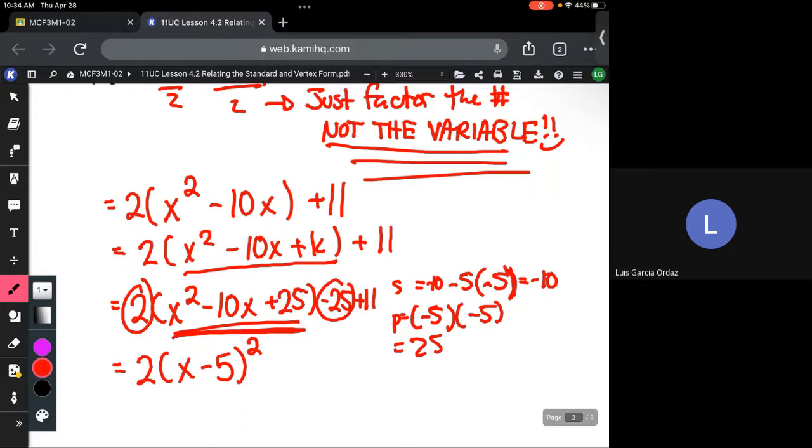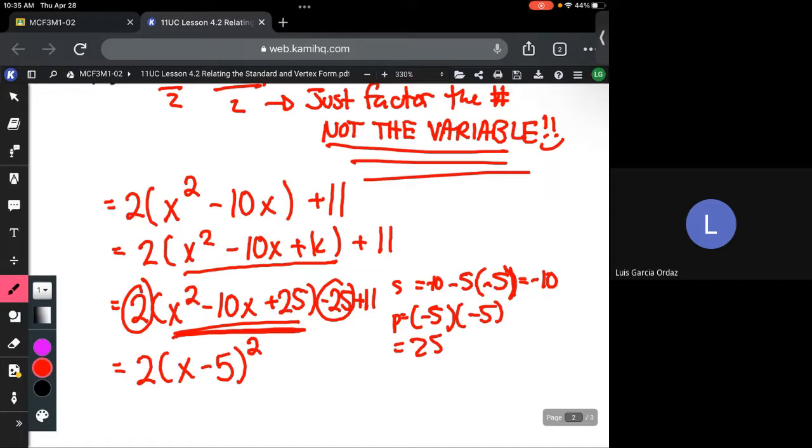What's negative 25 times 2? You don't have it in the bracket, right? So the trinomial is right in the bracket, that factor is fine. But because you took out a 2 at the beginning, that negative 25 that's left on the outside, you have to recompensate for it by multiplying it by 2.